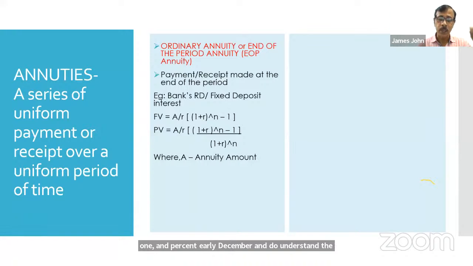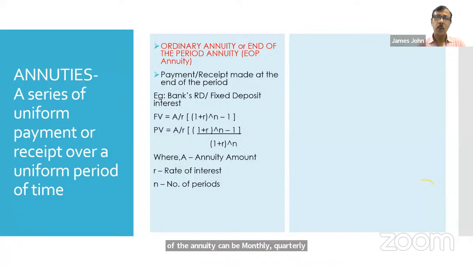Where what is A? The fixed amount which a person is getting or a person is making payment, or we call it the annuity amount. And what is R? The rate of interest. And N, the number of periods. Here you remember the periodicity of the annuity can be monthly, quarterly, half yearly, or yearly.